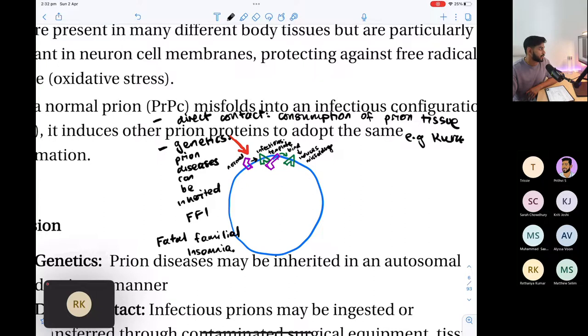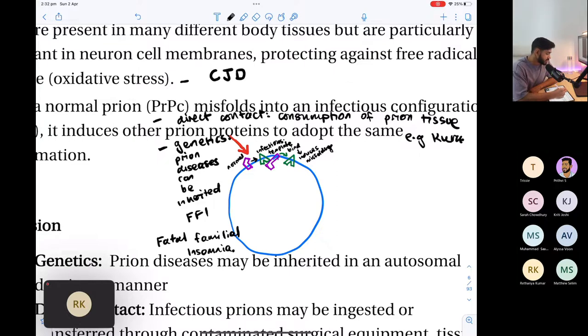Good. Now, these are two rare ones. As you understand, FFI usually happens in those Italian families you already know about, kuru in cannibalistic tribes in New Guinea. There's one that's a little bit more common, and it goes by the name CJD.